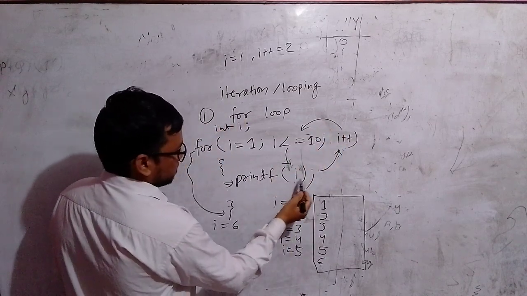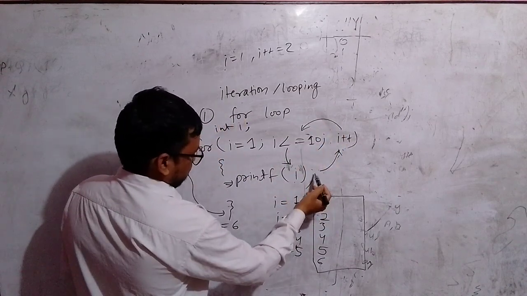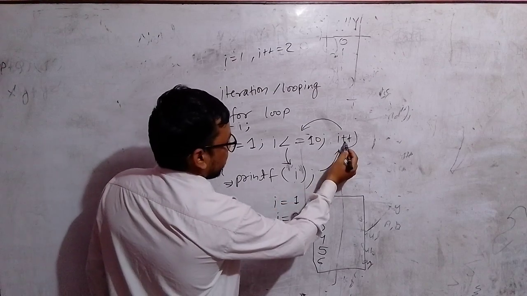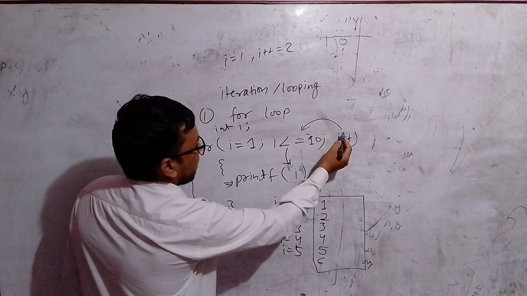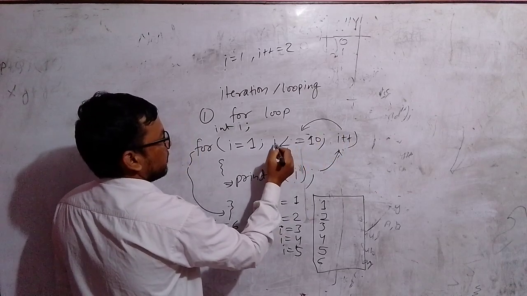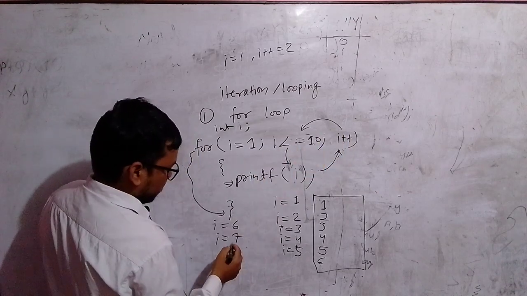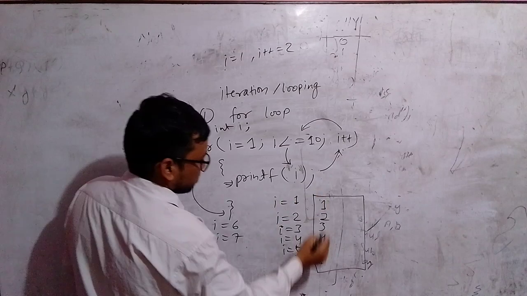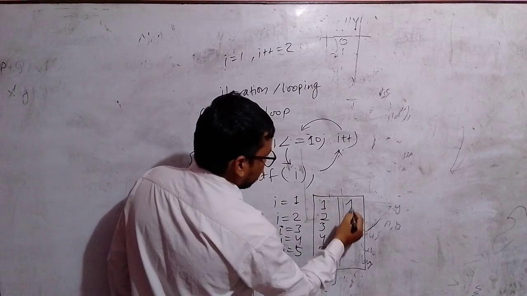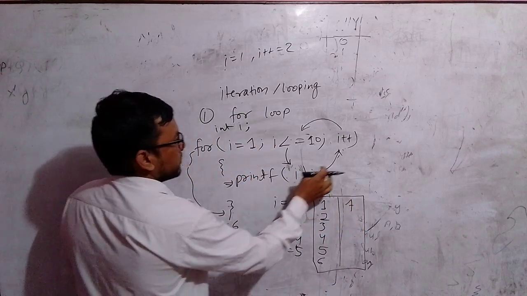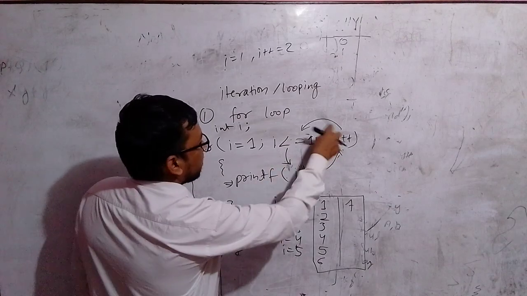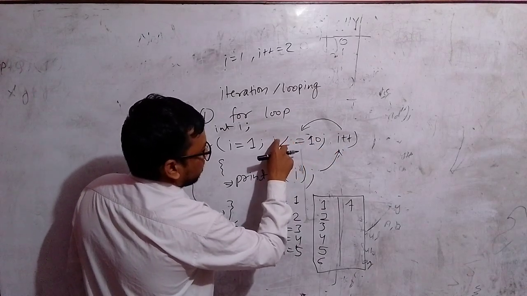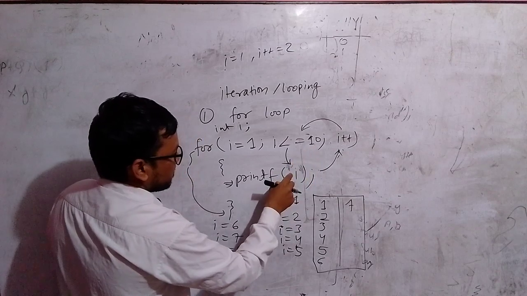Now after executing this, the control goes here again, and I plus plus makes I equal to 7. And it goes here. The condition should check. 7 is less than 10. Yes, true. That means this will print. Let me write here 7. And after printing 7, it goes here. That means I becomes 8. And 8 is less than 10, and that means true.